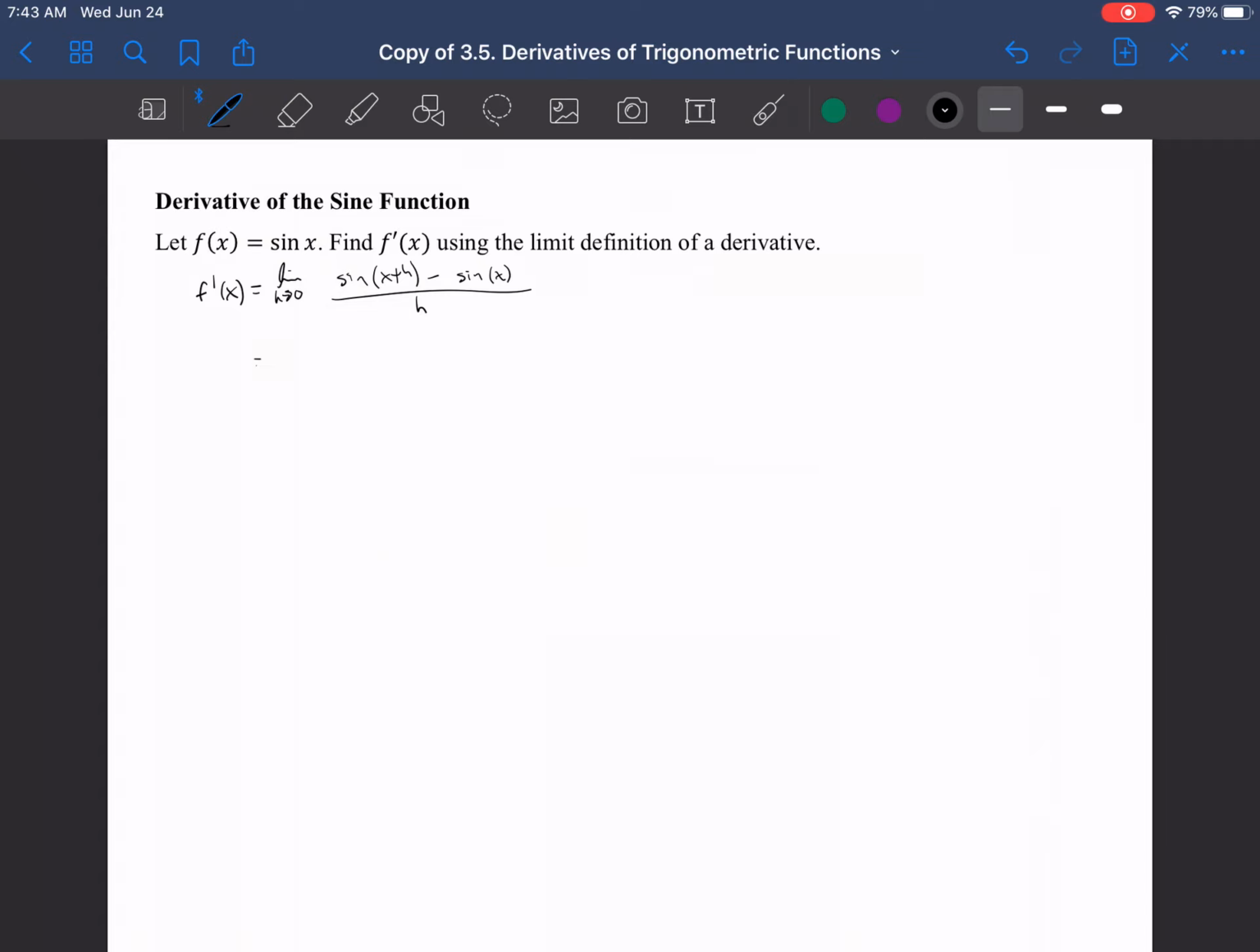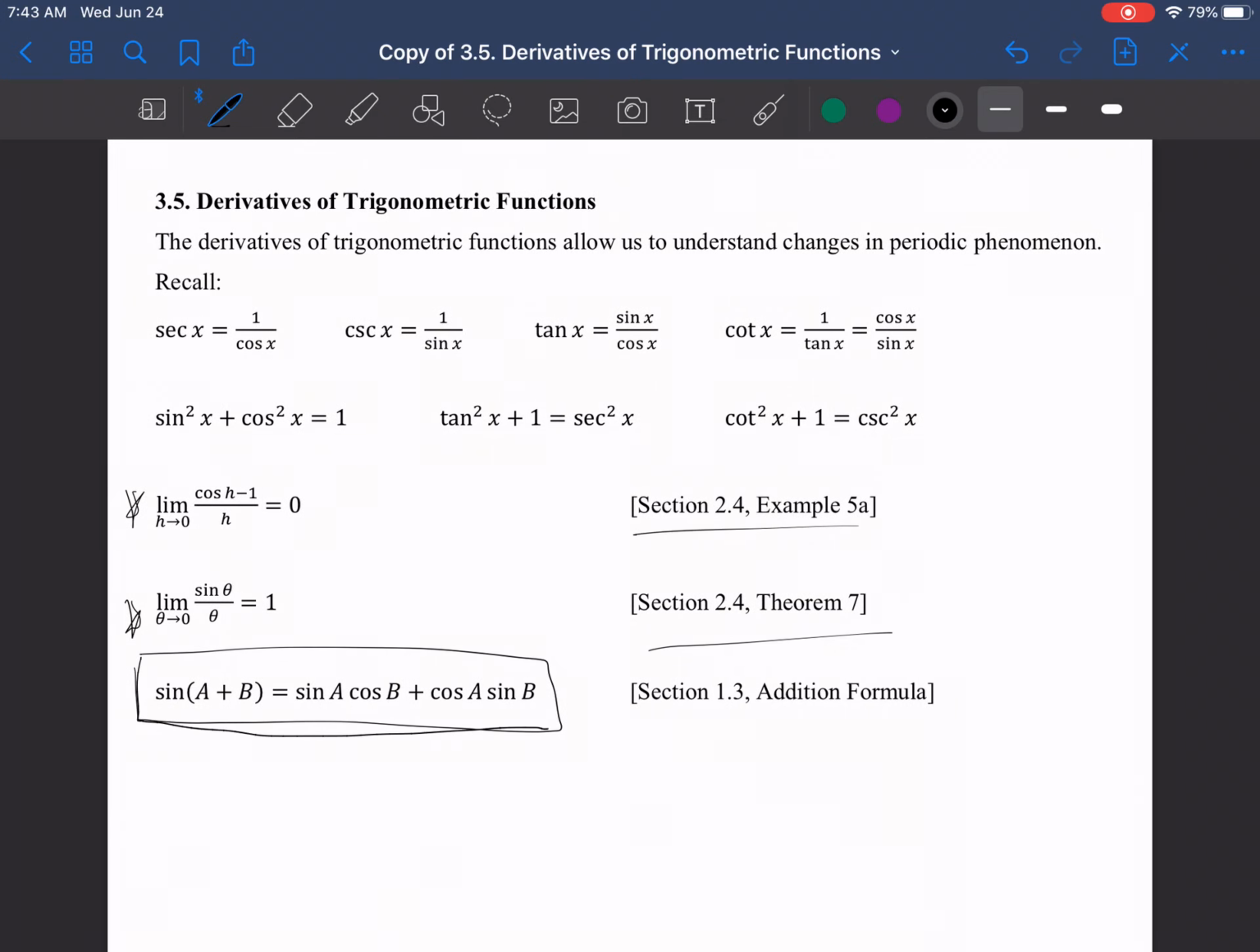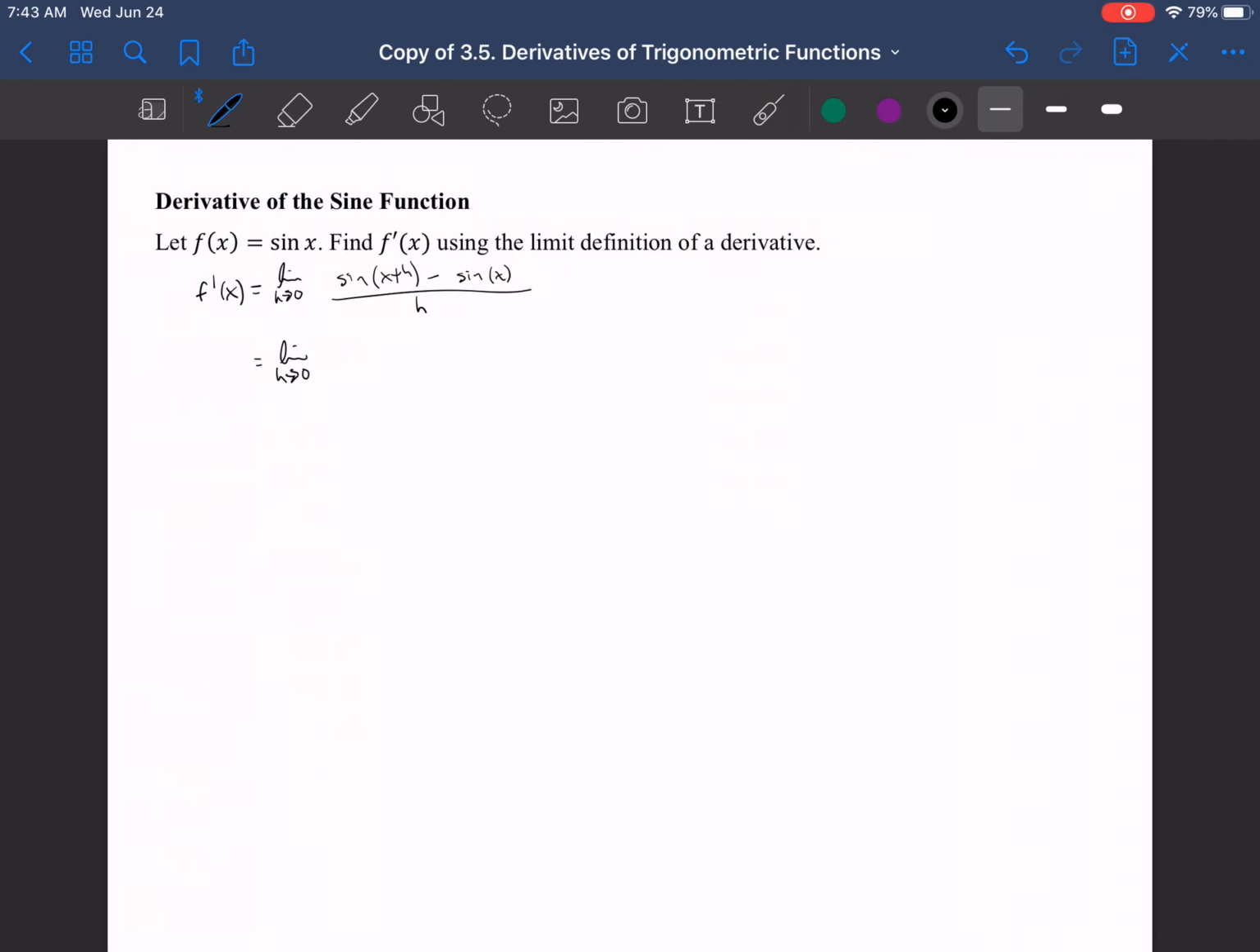So what we can do is do limit as h goes to 0, and we can take advantage of what was on this previous page, sine of a plus b right there, and what it equals to. And so we can expand out that sine of x plus h, where x is a and h is b. This will become sine of x times cosine of h plus cosine of x times sine of h. And then we still have that minus sine of x all over h.